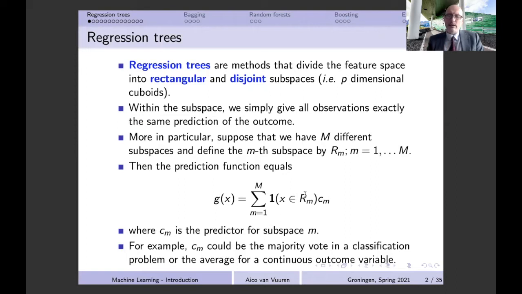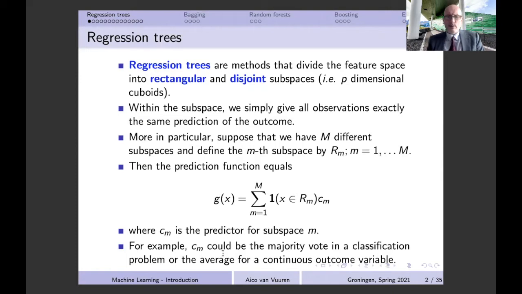But as I already said as well, we're going to assume that the subspaces that we have over here cover the whole feature space, so the whole support with respect to our x's. And that means not only that there is at most one subspace for which x is an element, but there's exactly one. Well, then it's not that difficult to see that the way I defined it over here is exactly the same as saying that g(x) is equal to C1 in the case that x is an element of R1, etc.